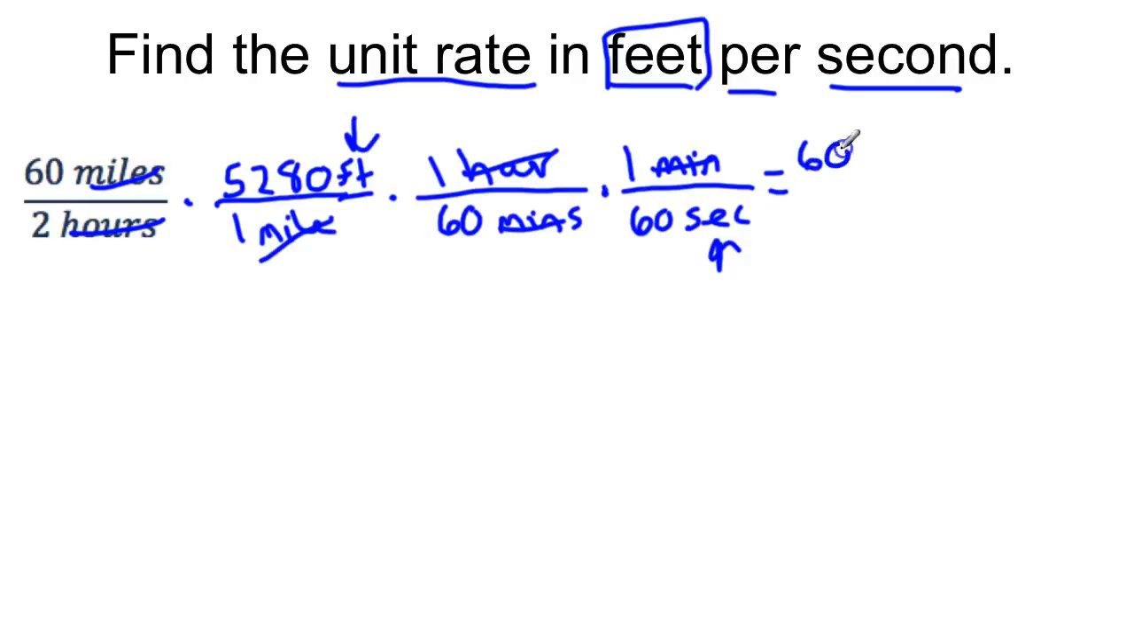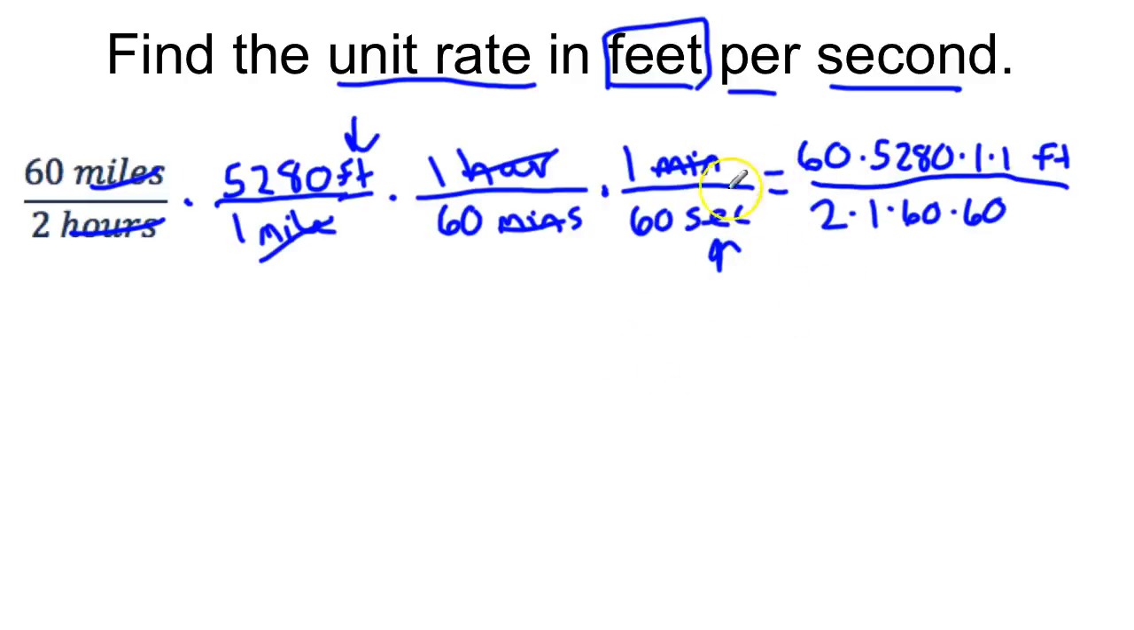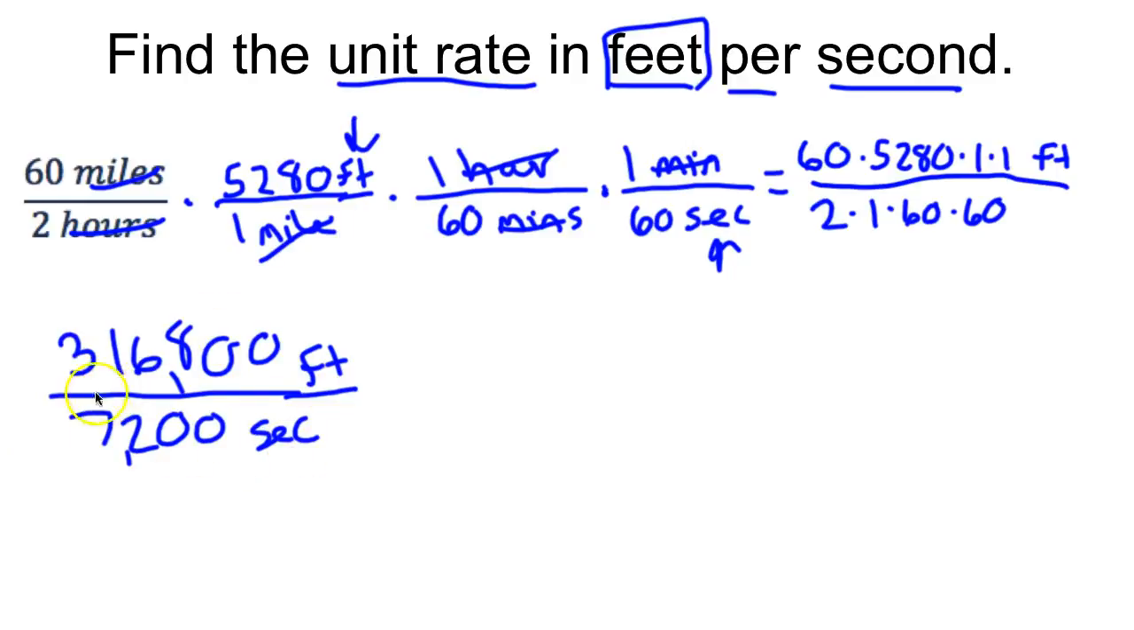So 60 times 5,280 times 1 times 1, and that's going to be feet, because I have feet over here. And on the bottom, I multiply 2 times 1 times 60 times 60. You can just put this in a calculator and see what you get. So I just put in my calculator, and I got 316,800 feet divided by 7,200 seconds.